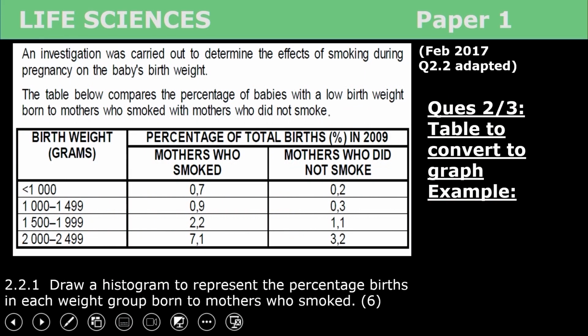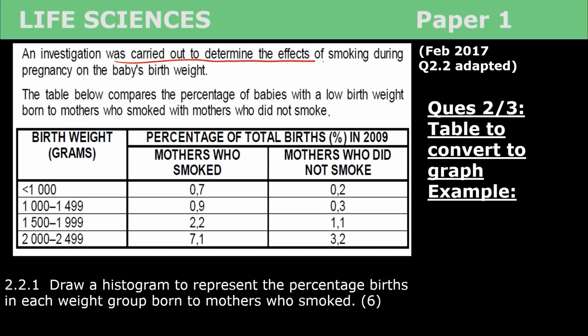Right. Let's look at an example quickly. An investigation was carried out to determine the effect of smoking during pregnancy on the baby's birth weight. Here's our table. Here we have the birth weight. We have the percentage of total birth in 2009. Then you've got mothers who smoked and mothers who did not smoke. Okay, now here's the weight.